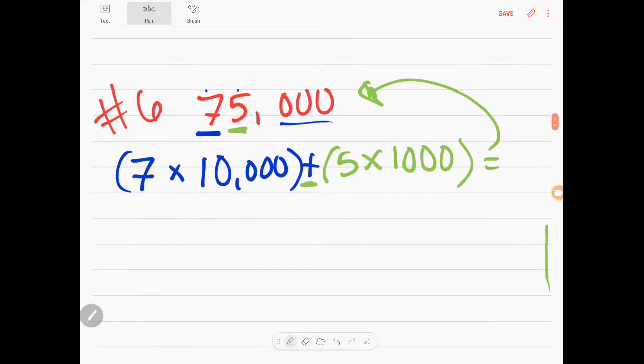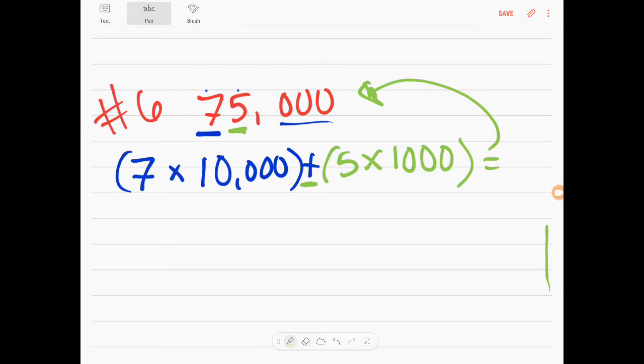Number 6. It wants you to write 75,000 in expanded notation form. When we're working with expanded notation form, we're using zeros as a place value. So the first thing you want to do is go to that 7 and see where that 7 is located at. It is located in the 10,000th location. So how do we represent the 10,000 location? It is represented with 1 and 4 zeros behind it.